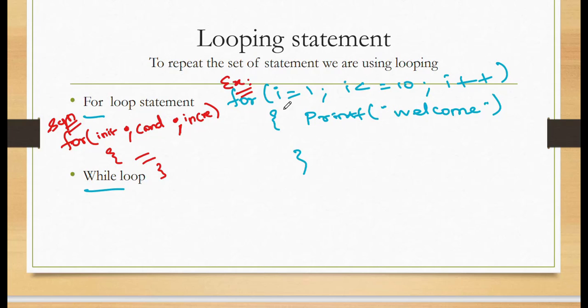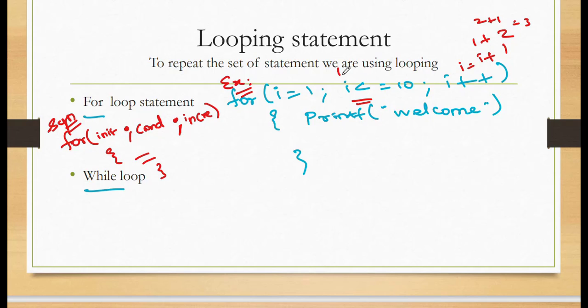Every time the loop is over, the next time the loop comes, I equals I plus 1, that is 1 plus 1, it will become 2. Is 2 less than or equal to 10? Yes, it will come again and print welcome the second time. Then it increments 2 plus 1, which is 3. Is 3 less than or equal to 10? Yes, it will come again inside the loop and print.